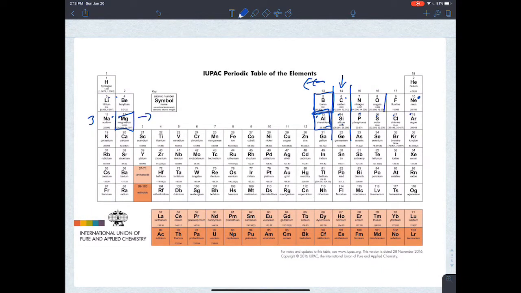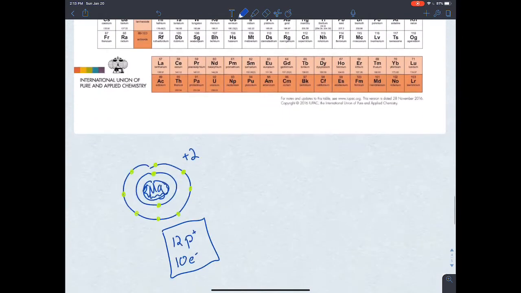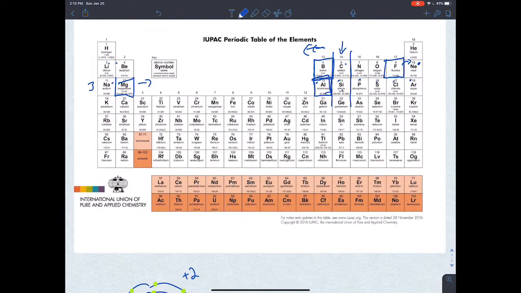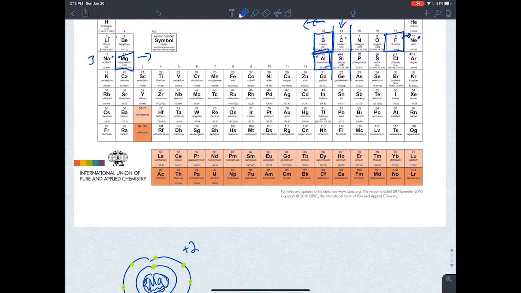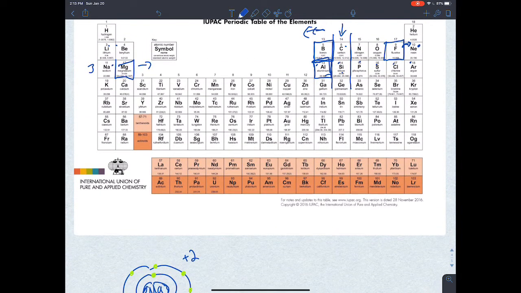So let's look at fluorine, for example. Okay, fluorine wants 8 valence electrons as well. It's just one away from neon. So it wants to get the same configuration magnesium just did, but it's going to do it by gaining 1 electron. So it has 7 valence electrons, and it's going to gain 1. I could draw that out here, but I think you get the idea. It gains 1 electron, therefore it has a -1 charge.